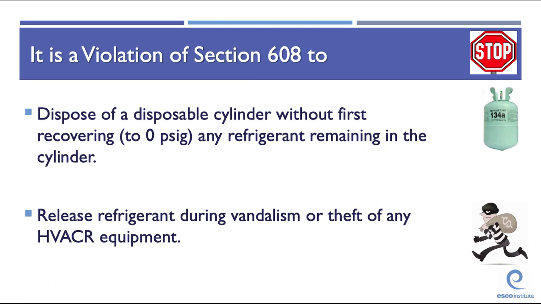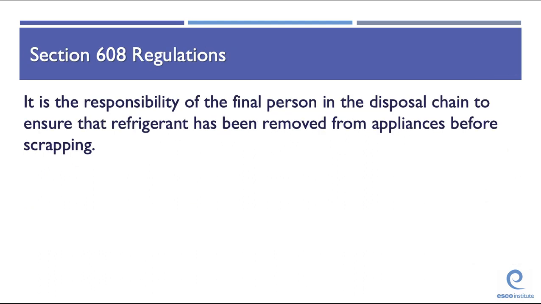It's a violation of Section 608 to dispose of refrigerant cylinders without first recovering them to 0 psi to recover any refrigerant remaining in the cylinder. It's a violation of 608 to release refrigerant during vandalism or theft of any HVAC equipment. In other words, if someone steals for copper, they're not only violating local and state laws because of theft, but they're actually violating federal laws that they can be prosecuted under. It's the responsibility of the final person in the disposal chain to ensure that the refrigerant has been removed from the appliance before scrapping.